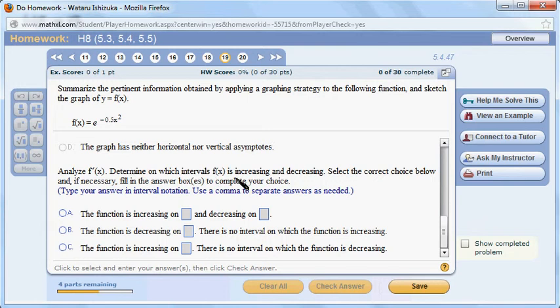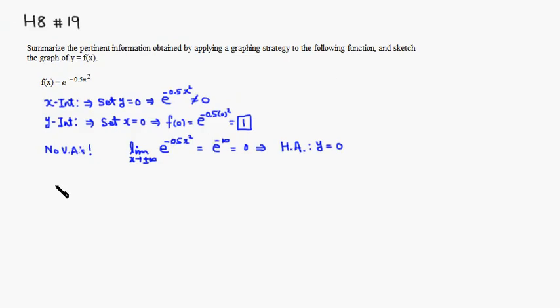Now we are looking at the first derivative, and then the increasing and decreasing behavior. So let's take the derivative. f prime of x is equal to e to the negative 0.5 x squared multiplied by the derivative of the inside function, so negative 0.5 times 2 is negative x. So this is the derivative.